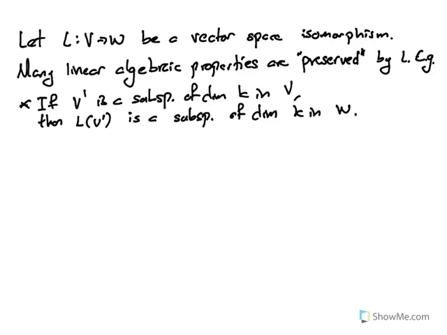So the fact that L of V prime is a subspace in W follows from linearity only. That's enough. We saw that in an earlier lecture: as long as L is linear and V prime is a subspace, L of V prime is necessarily a subspace. But the interesting thing here is that the dimension is preserved.